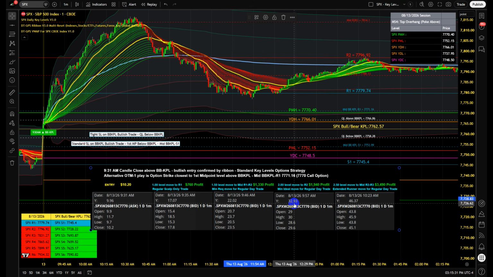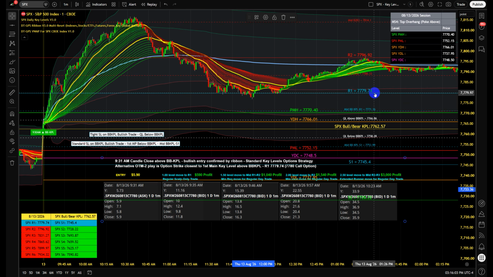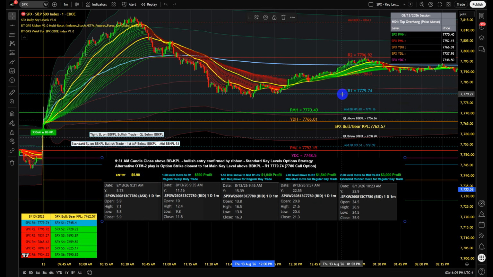Next, we'll take a look at the furthest out of the money, 77.80. Okay, here we have the 77.80. Now, you can see one advantage of this particular strike in the standard daily key level strategy. This is the out of the money 2 alternative strike. Using the 1 full level away, in this case 1 full level above, since we're bullish from the BBKPL, 77.80, $5.90 entry. So you can see that's quite a big difference. It's quite a savings on that.